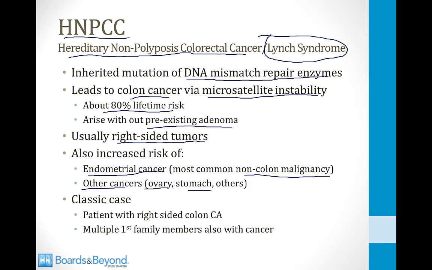And the classic case is a patient who has a right-sided colon cancer and has multiple first-degree family members who also have cancer. That person may have HNPCC, and they may have a mutation of DNA mismatch repair enzymes leading to cancer via the microsatellite instability pathway.